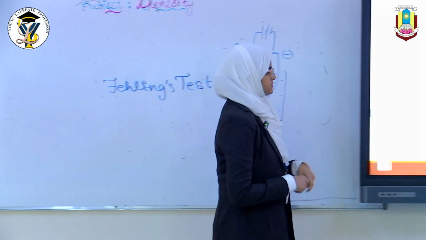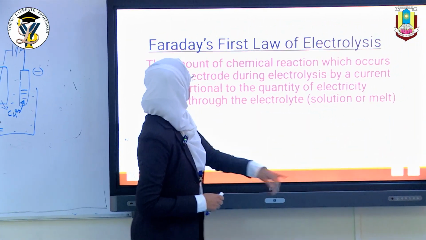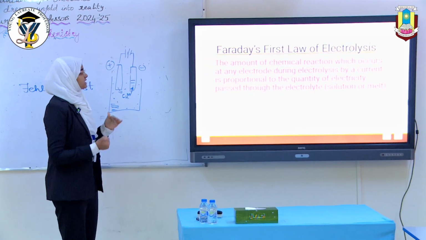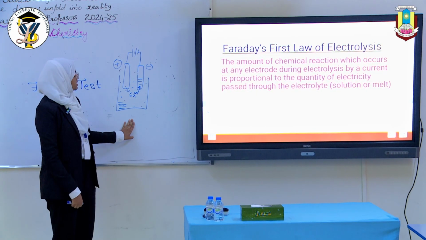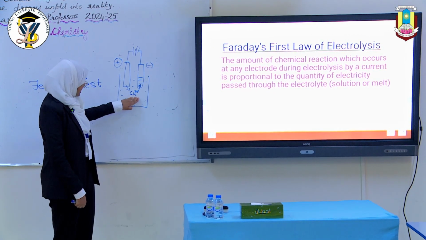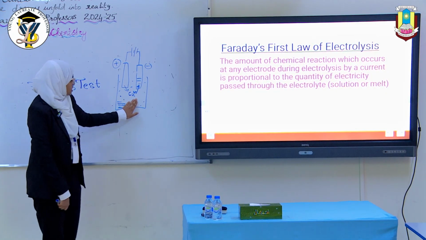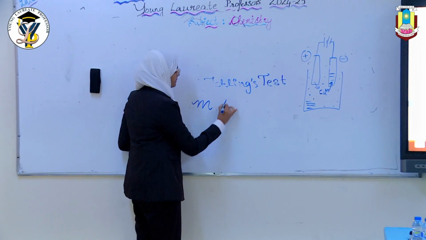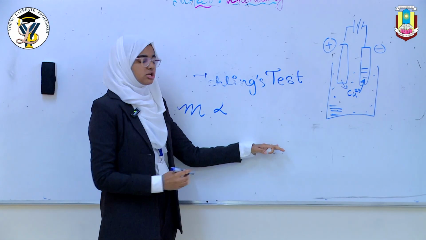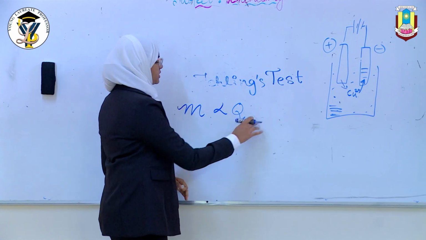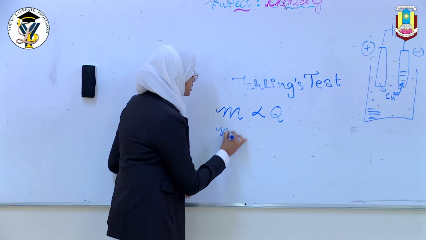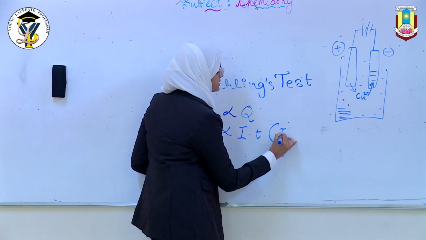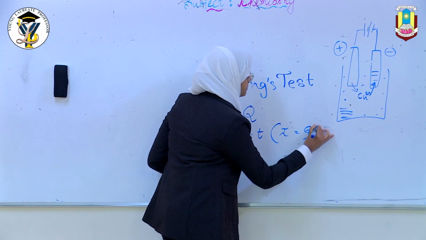The first law states that the amount of chemical reaction which occurs at any electrode during electrolysis by a current is directly proportional to the quantity of electric charge passed through the electrolyte, which means that the mass of element deposited on an electrode is directly proportional to the charge passed through the electrolyte. We can write this in the form of current as I dot T, as we know that current is nothing but charge per unit time.